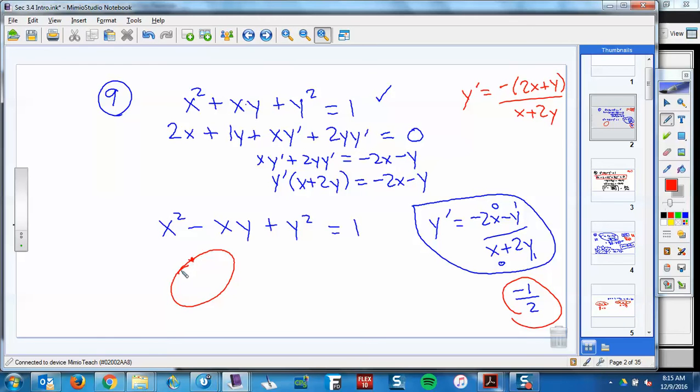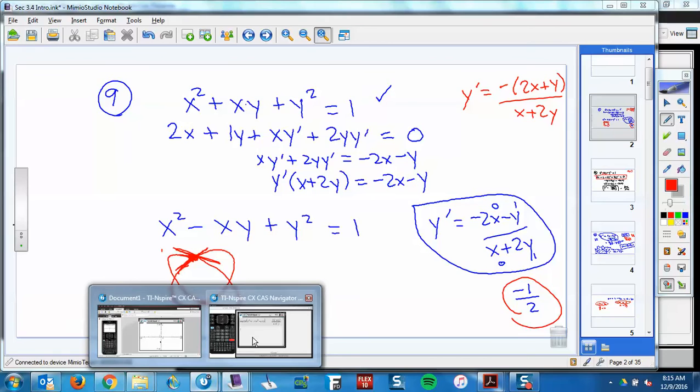Well, one of those ellipses went like this. At 0, 1, it had a positive slope. And then the other ellipse came down. I didn't draw that very good. But then the other ellipse at that point had a negative slope. So this one has to be the one that has a negative slope. Make sense?